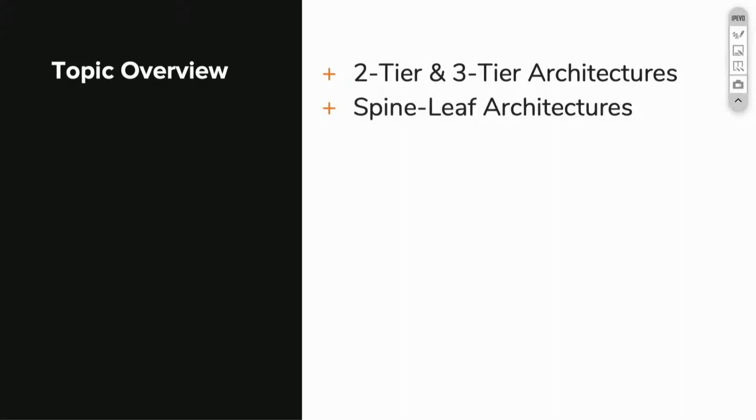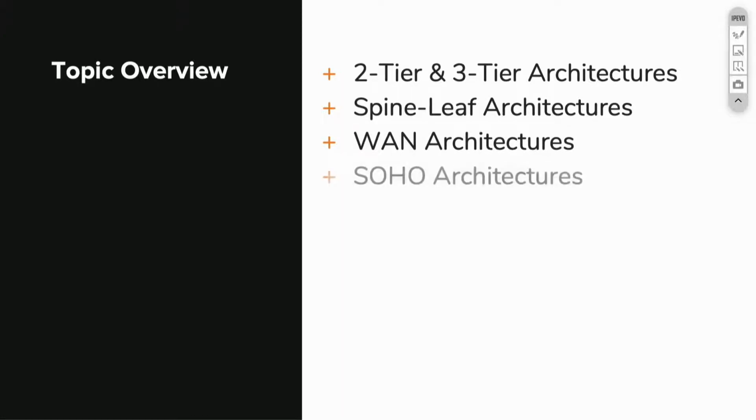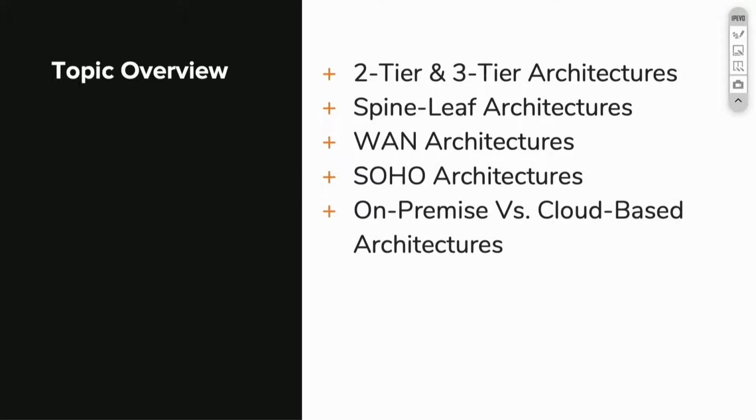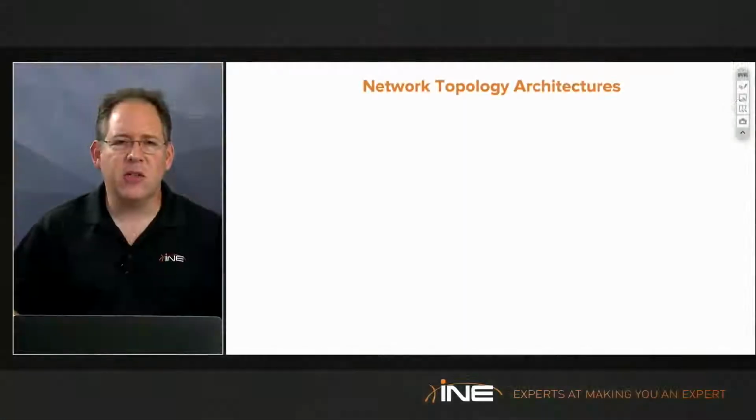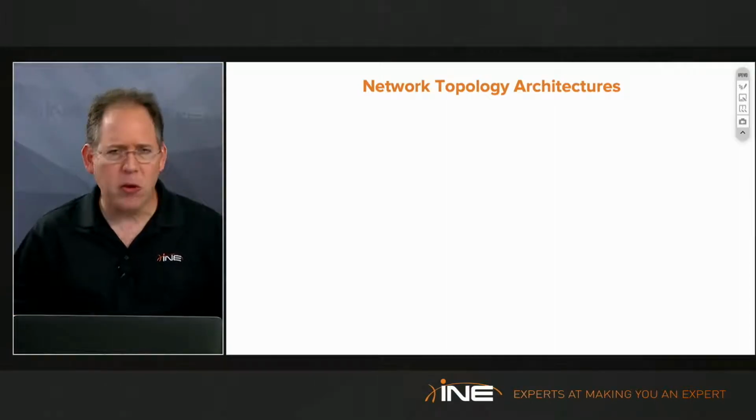What is a spine leaf architecture? What type of WAN architectures exist? What about small office, home office architectures and on-premise versus cloud-based architectures? I'm going to introduce you to the differences in all these and what some of the characteristics are of each one of these. So let's start by answering the question, what is meant by a network architecture?